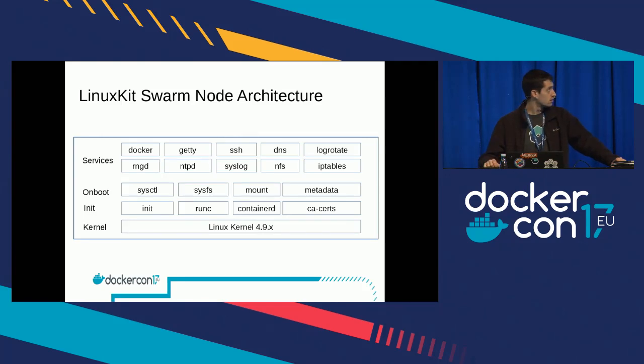Let's have a look at our LinuxKit swarm node architecture here. The bottom two layers, the kernel layer and the init layer, are the same layers that all of the LinuxKit VMs use. On the on-boot layer, these are the containers that we run on boot. We have a special container for mounting persistent storage, which I'll talk about in a minute. And then the metadata container, since we're running this in the cloud, we need a way to network everything and get our DNS all set up, and then also pass in a couple of user data scripts.